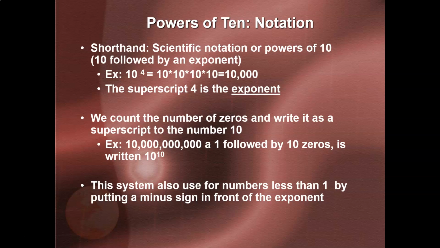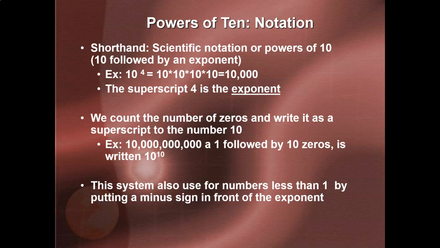This is called shorthand. In scientific notation of powers of 10, the 10 is always followed by an exponent. If you don't see an exponent there, for example, you just see 10, believe it or not, there's an exponent there, you just don't see it. The exponent is 1, and 10 to the 1 is 10. Now, we have 10 to the 4th, and that's 10 times 10 times 10 times 10, which of course is 10,000.